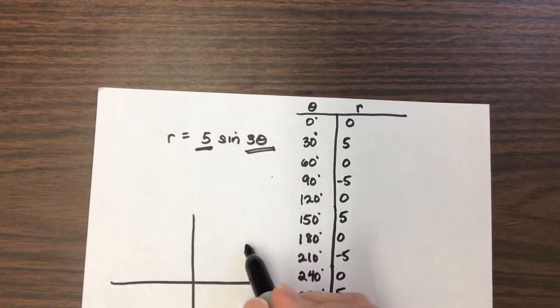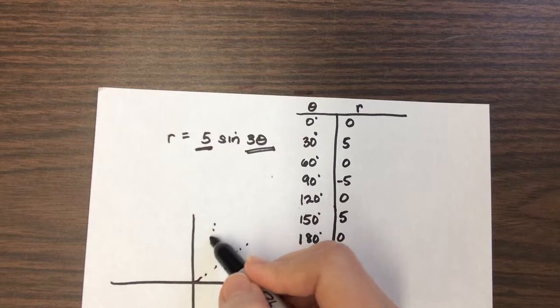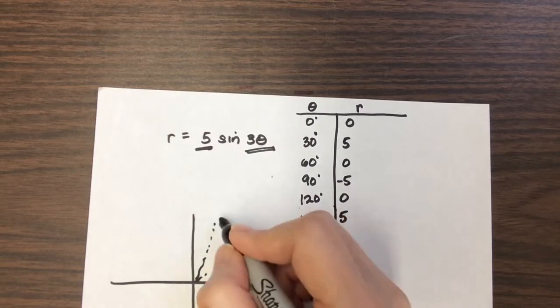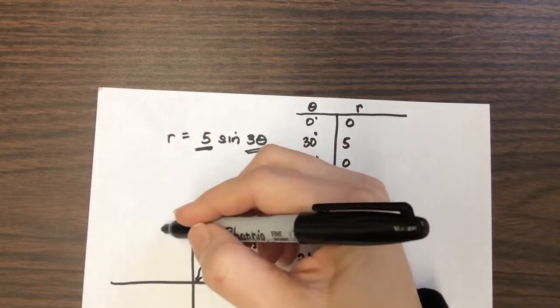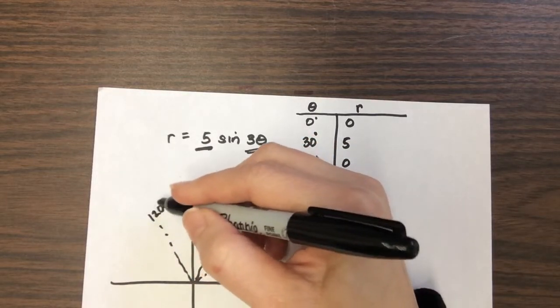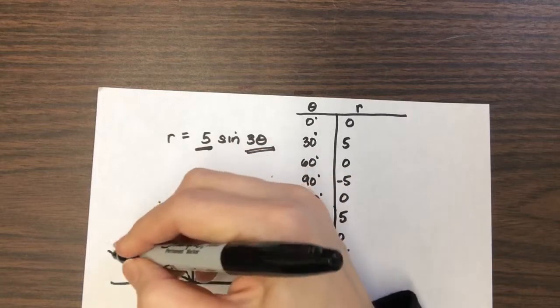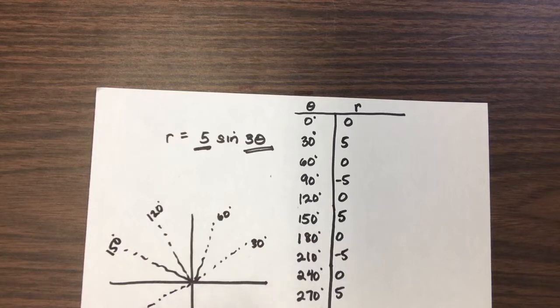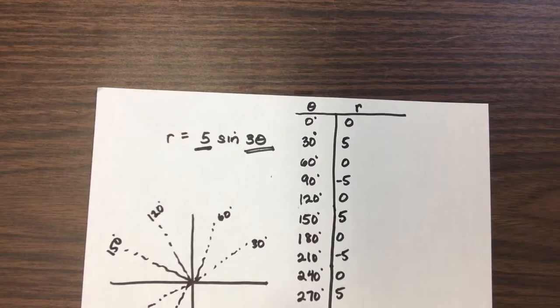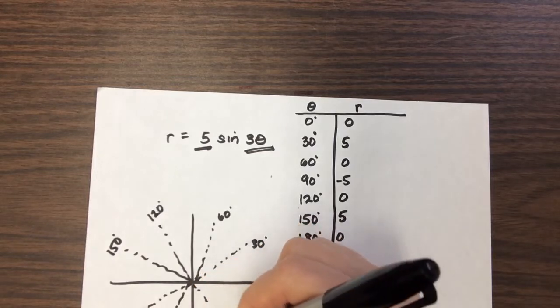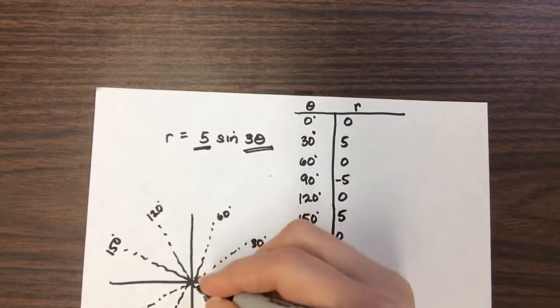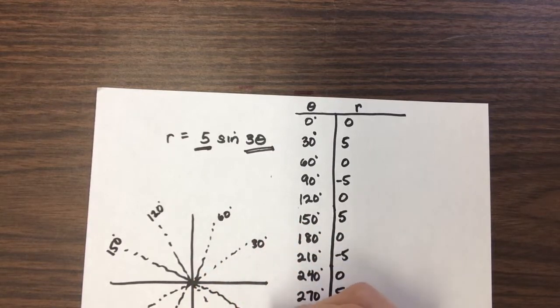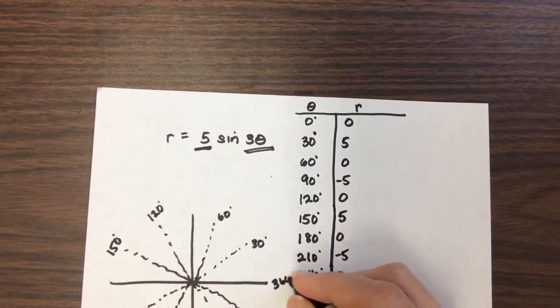Alright, so let's mark off 30, 60, right, then we've got 120, 150, and we're going to keep going. 210, 240, 270, 300, 330, and then we're back to 360.